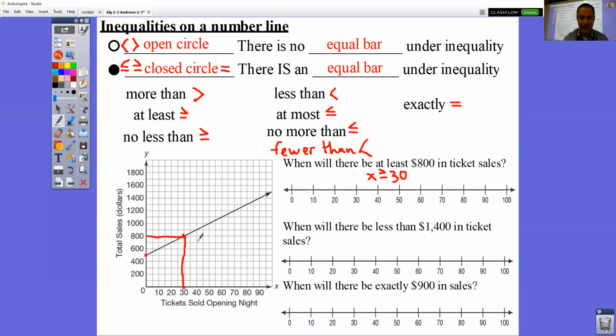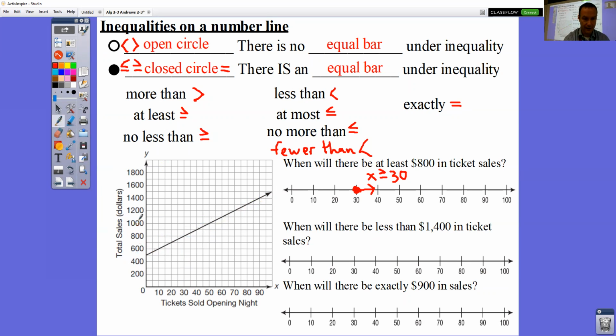So at least $800 is everything above 30. So it would be represented by all this on our graph. That's the smallest that it could be, 800, and it's bigger than that. So if we were going to graph this on a number line, we'd use a closed dot here, arrow going to the right. Remember that our arrow points in the same direction as our inequality sign, as long as the letter comes first.